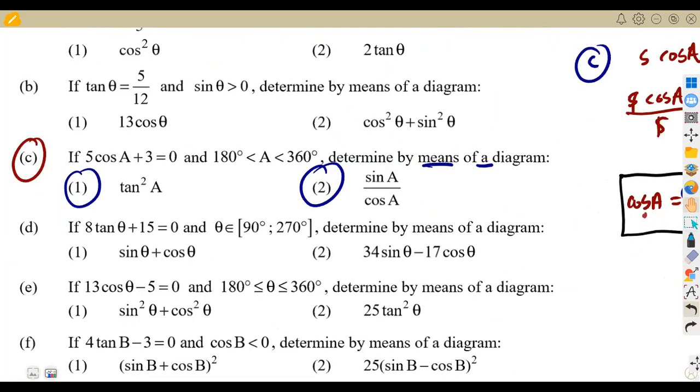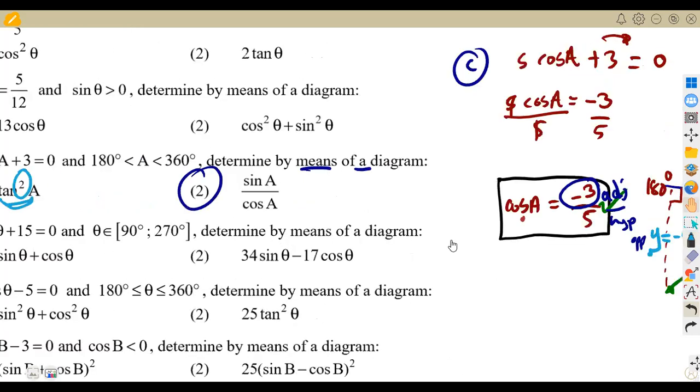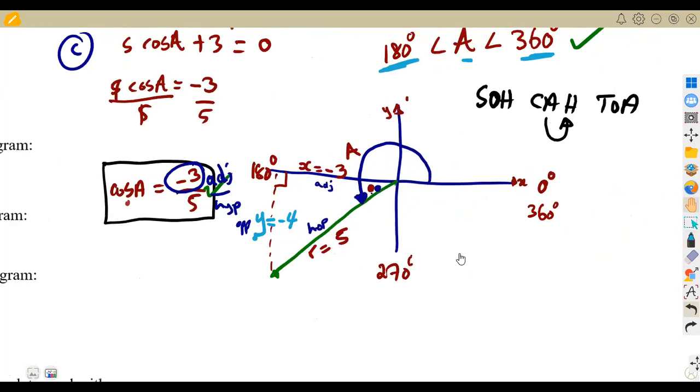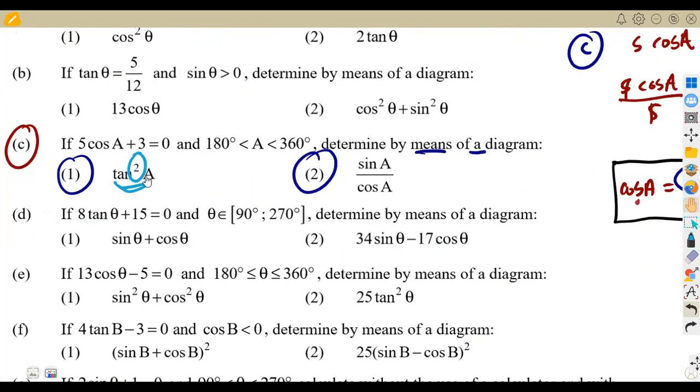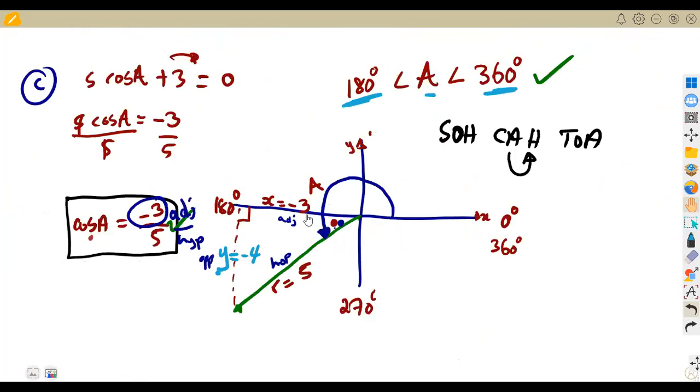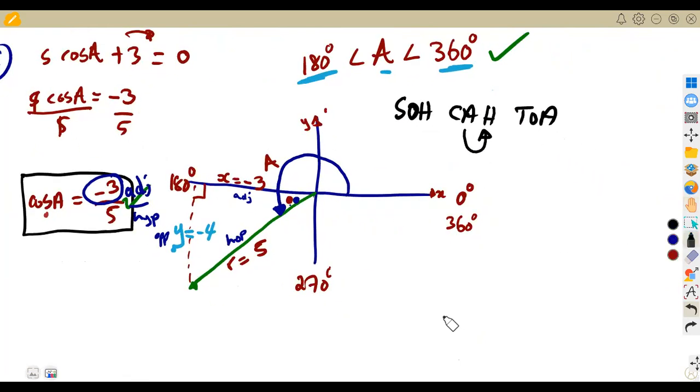The first question is tan squared theta. In this case, it is tan squared A, since we've got A here. Remember that tan squared A means we are simply taking the value of tan A and squaring it. That's what I said before. So I have the tan of A, but I have to square that value.